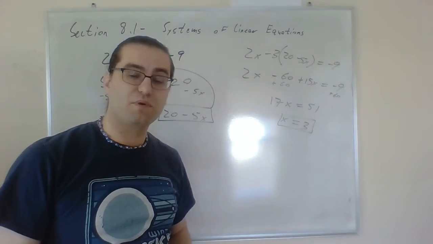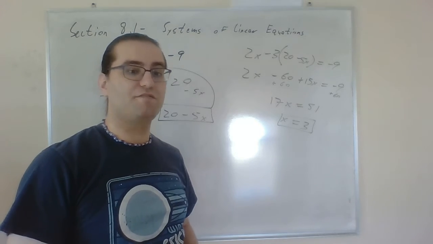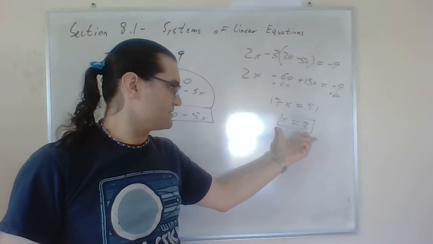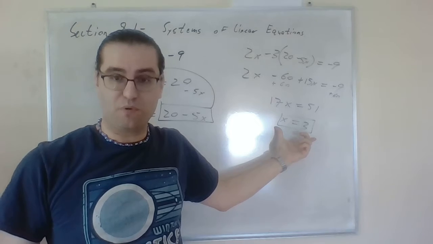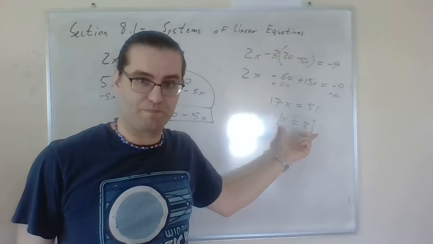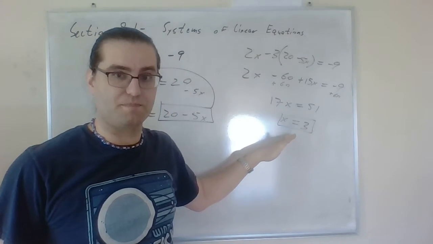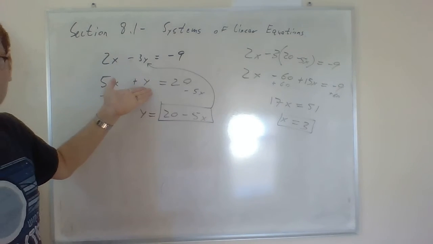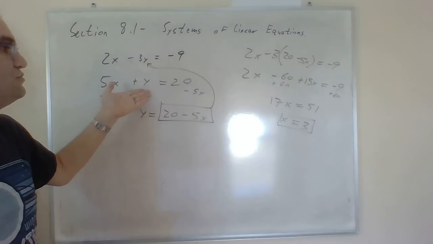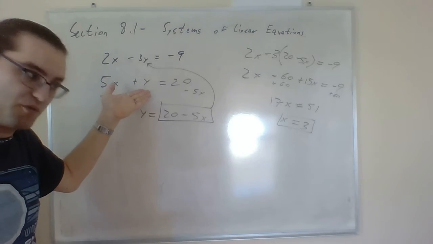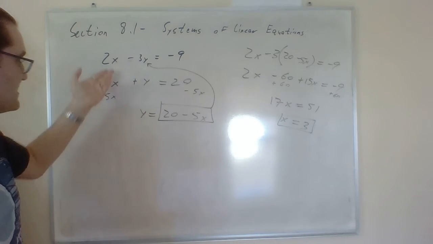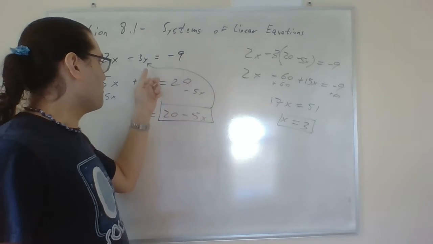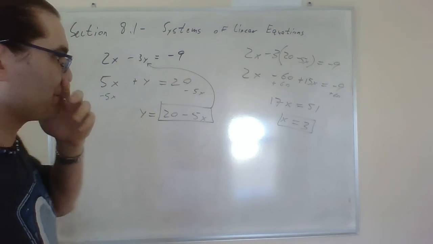Here's the other thing you have to be really careful about. It's very tempting to get to something like this, x equals 3, and then put a box on it and walk away. But we're not finished. We started with 2 equations of 2 variables, and we're not finished until we have 2 solutions for those variables.